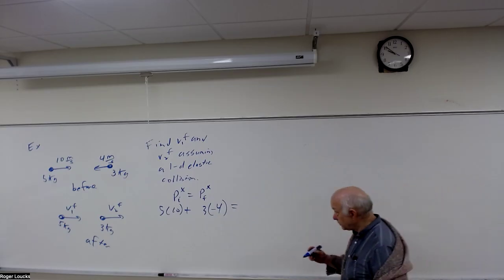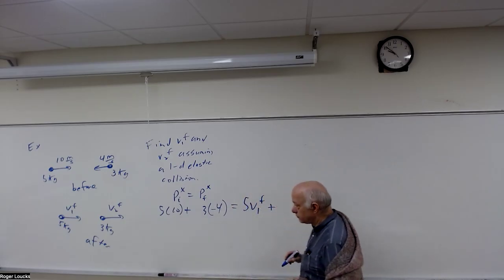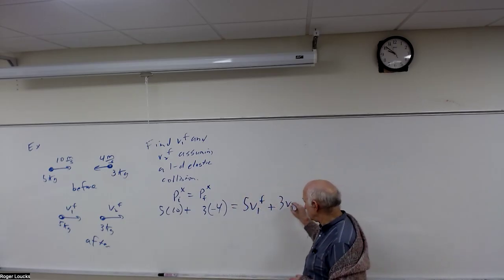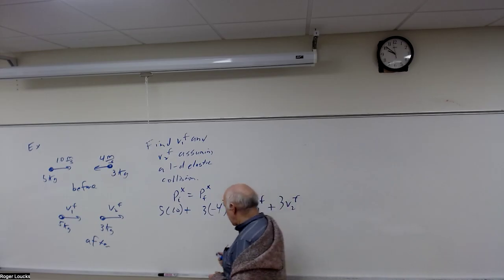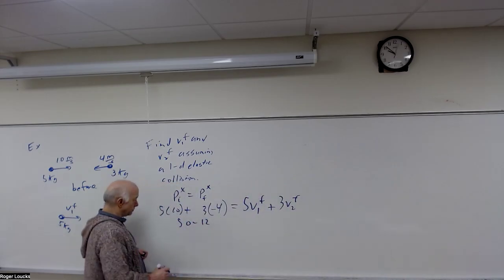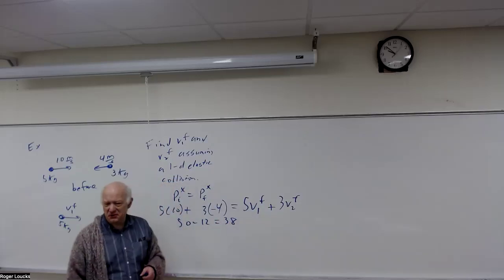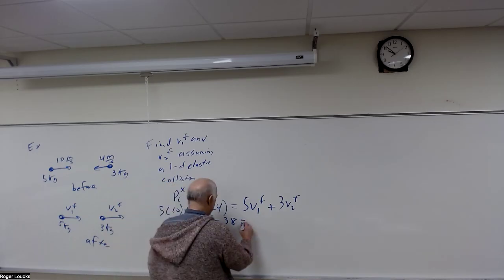5 V1 final plus 3 V2 final. Let's crank this out. So this is 15 minus 12. Oh, well, that's a rotten value. Okay, so this is what? 38. Oh, 38. Oh, sorry.